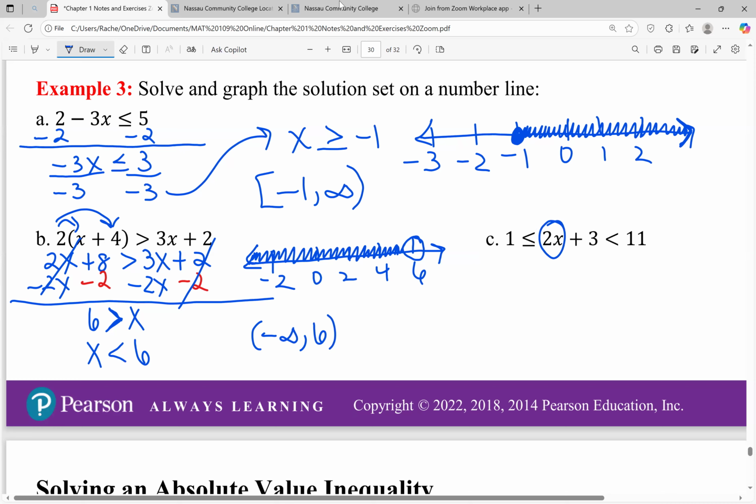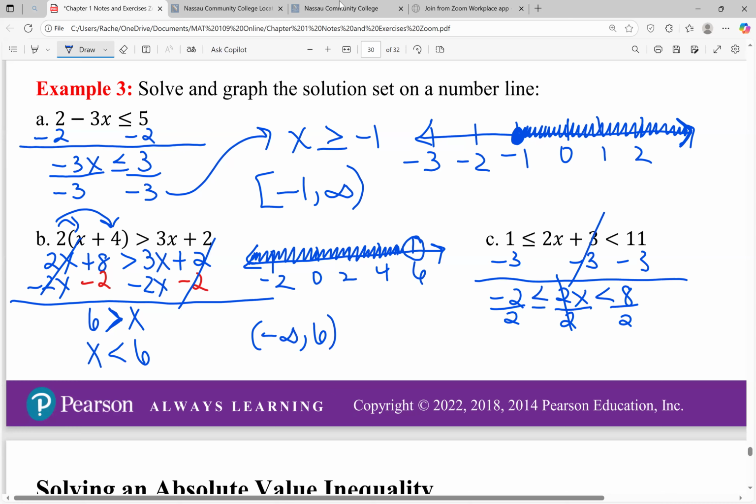So look, I want to isolate the 2x. So I have plus 3. If I subtract 3, I got rid of the 3, right? But then I have to subtract 3 from both sides of the inequality. So 1 minus 3 is -2, less than or equal to 2x, is less than 11 minus 3, which is 8. Now we have 2x, right? But I want 1x, so I'm going to divide by 2. But then we have to divide everybody by 2. So I'm going to have x is greater than or equal to -1 and less than 8 divided by 2, which is 4. So x could be anything from -1 to 4, including -1.